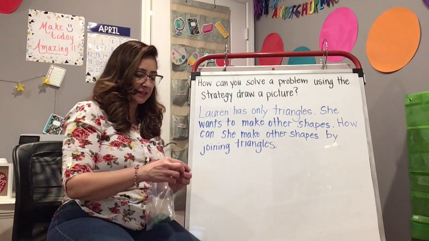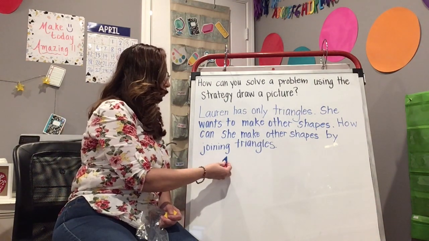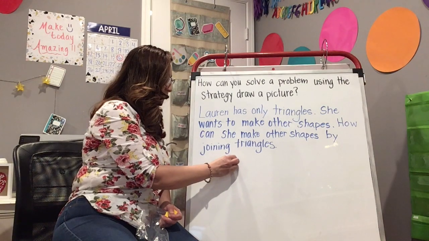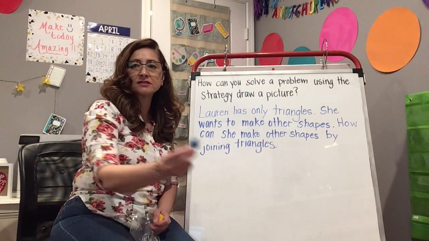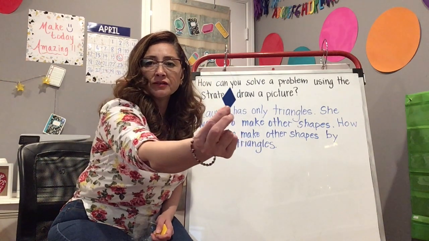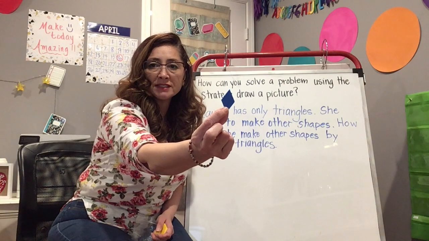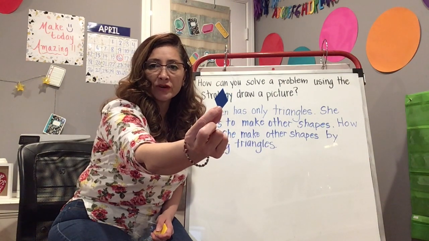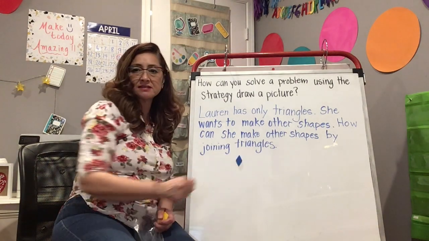So let's take a look at the shapes that Lauren wants to make. So this is the first shape that Lauren wants to make. And I'm going to show it to you here. You know what shape this is. We already learned it when we did our review. And this was a rhombus.